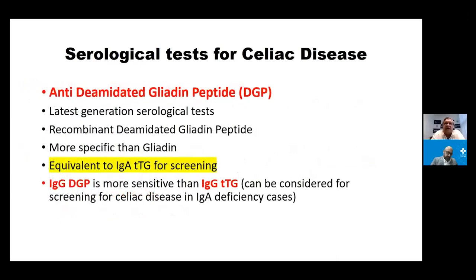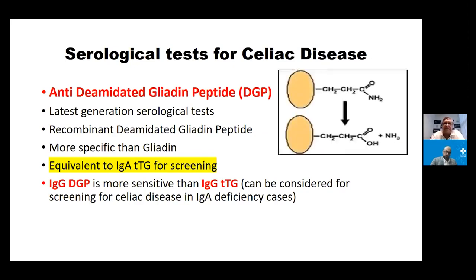In persons who are immunodeficient with IgA, anti-deamidated gliadin peptide is the latest generation of serological test. It's available as a recombinant deamidated gliadin peptide. It is more specific than gliadin, and it is recommended for those who have low amounts of IgA in the blood. So IgG DGP is more sensitive than IgG TTG.